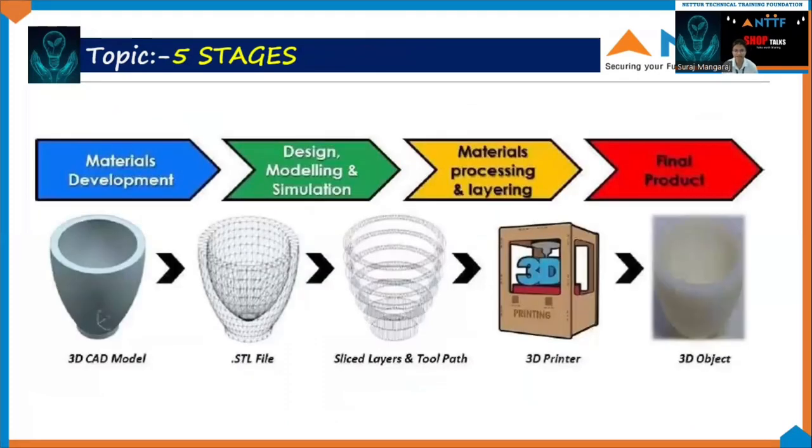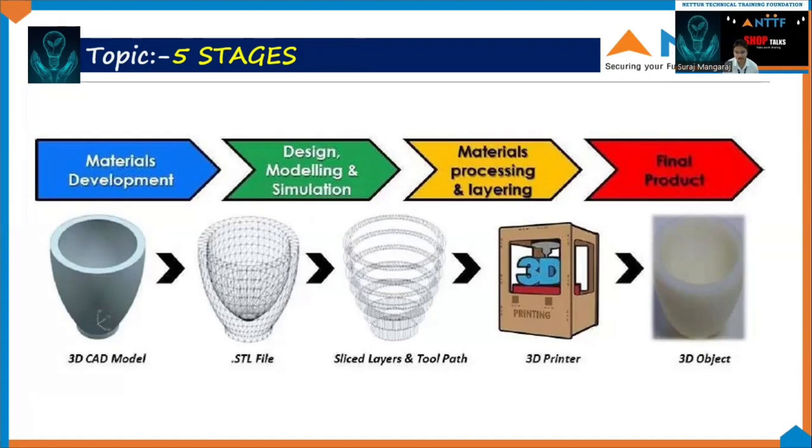Let us come to the next slide. What are the stages of 3D printing? First, we have to design a model in CAD software or Fusion 360. That design we have to convert into an STL file. STL stands for Standard Triangle Language. The STL file is used because it improves the security of the data.